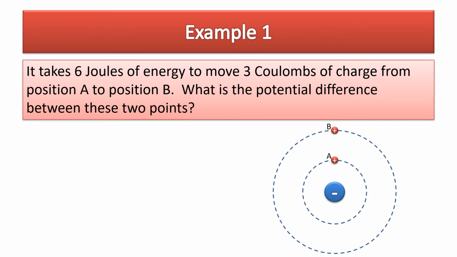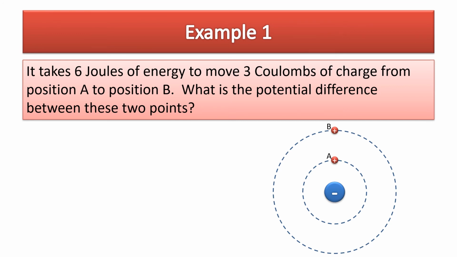Let's do a quick example here. It says it takes 6 joules of energy to move 3 coulombs of charge from position A to position B, right? Because again, this is an example where it's attractive, almost like Earth, and you need to do work to lift it up away from here because they're attracting. So what is the potential difference between these 2 points?